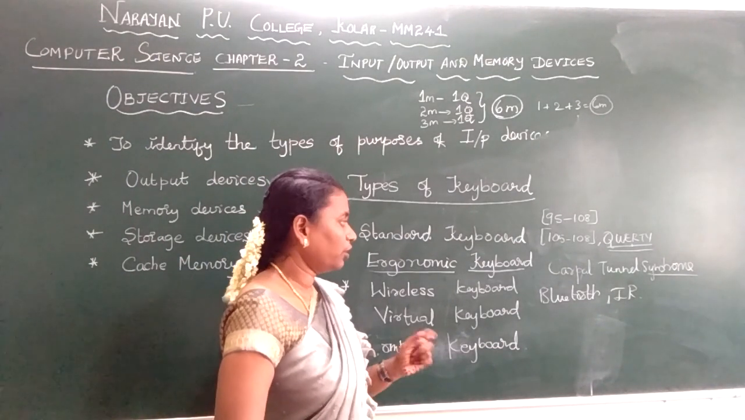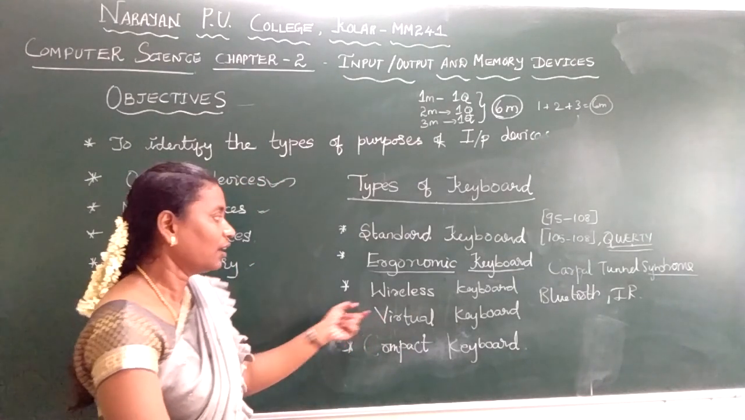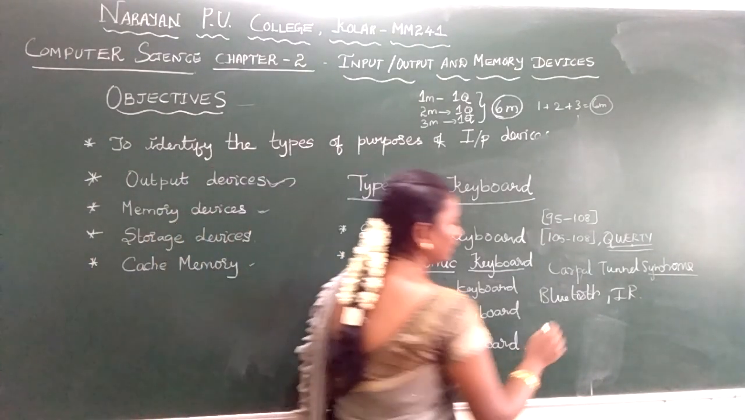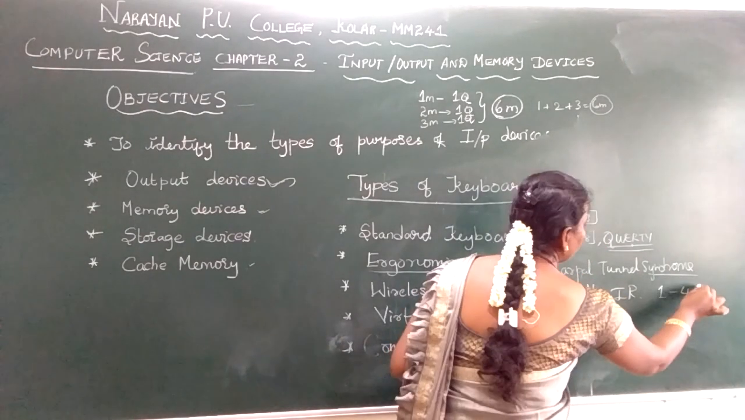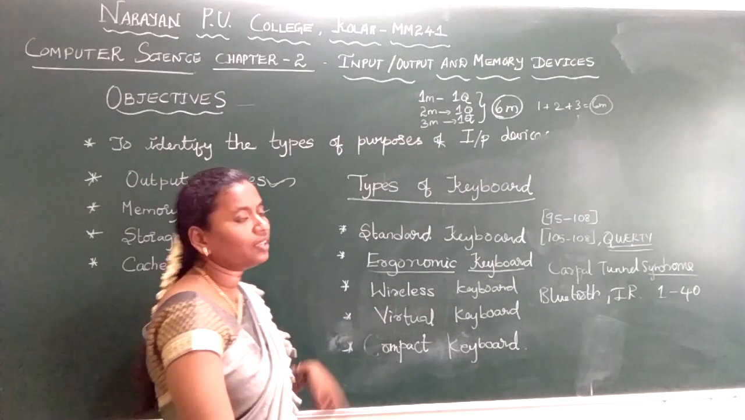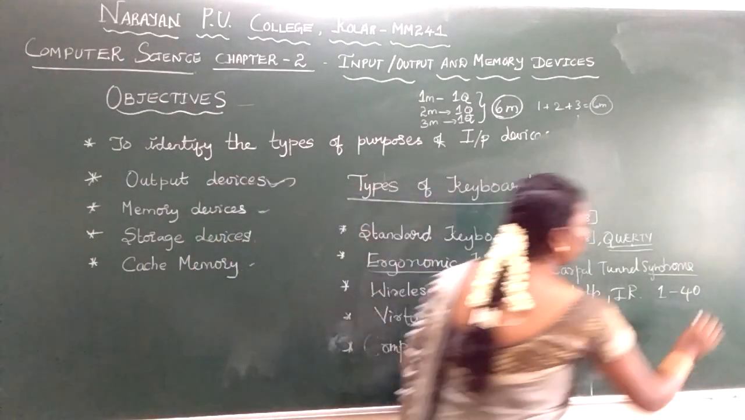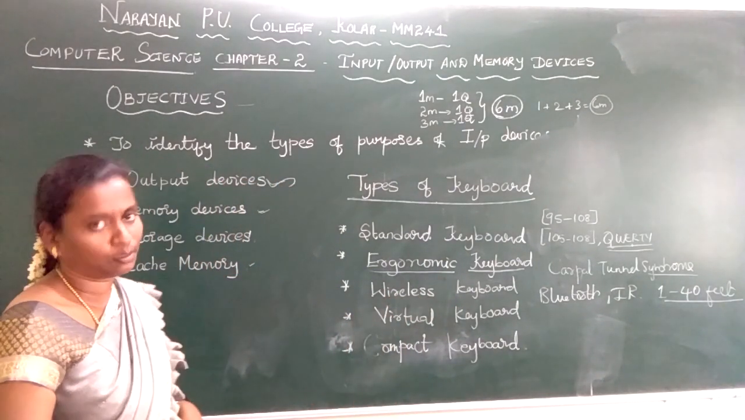Okay. Now you have a doubt. What distance? Till what distance can the wireless keyboard work? It is nearly 1 to 40 feet. The distance between the keyboard and the monitor, or the user who is using it, should be within this distance, that is 1 to 40 feet. Within that range only we can use this wireless keyboard.